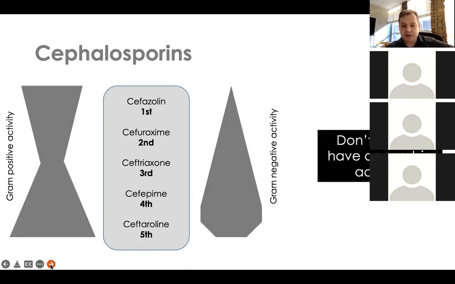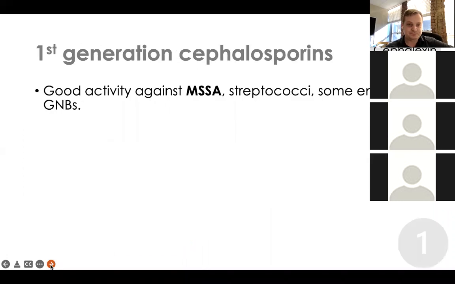On the whole, there are some exceptions, but they don't tend to have very good anaerobic activity. So if you're using a cephalosporin, you usually need to add anaerobic cover if you want to cover anaerobes, for example, if you had an infection of the gastrointestinal tract.